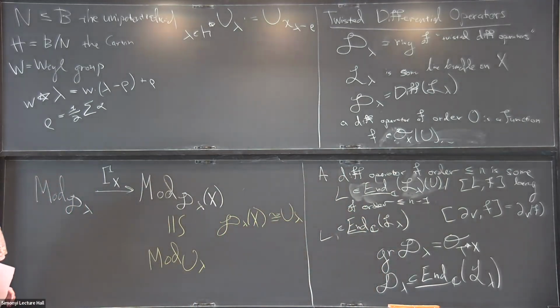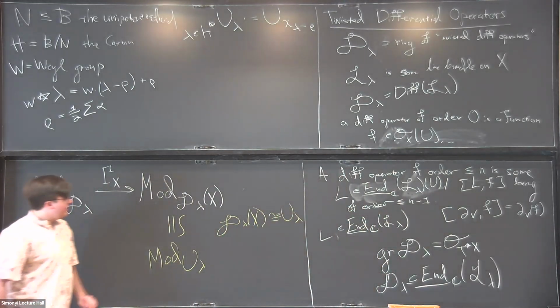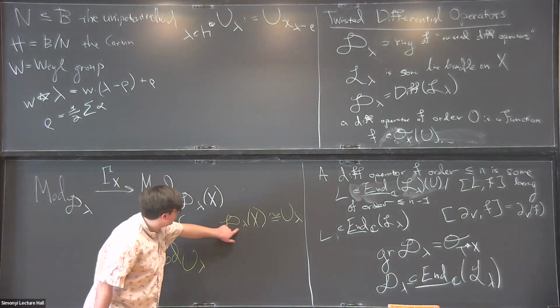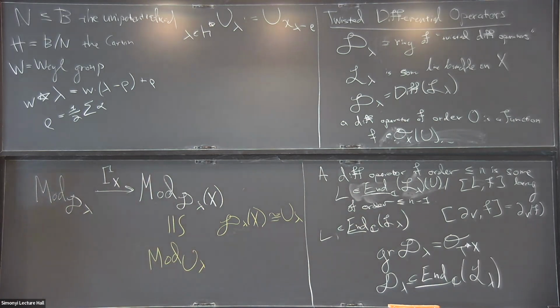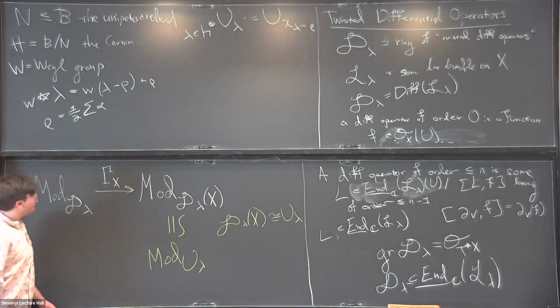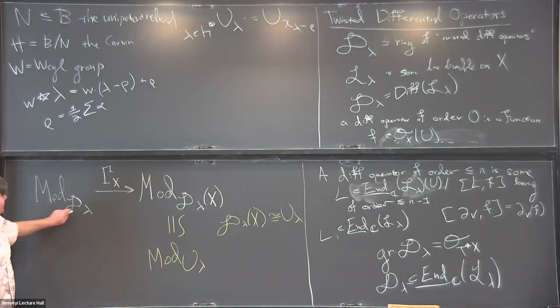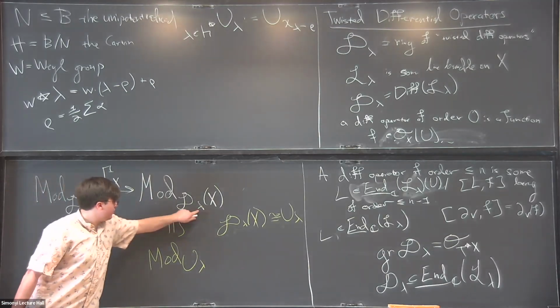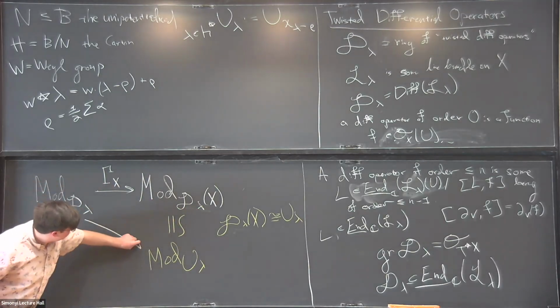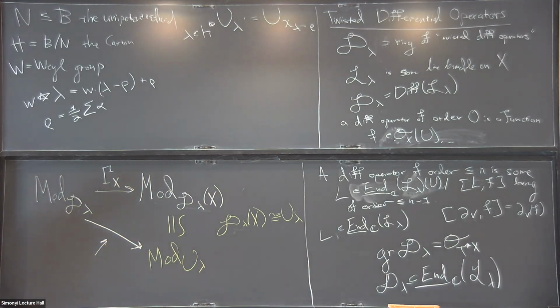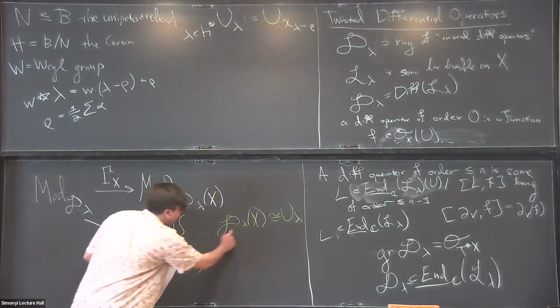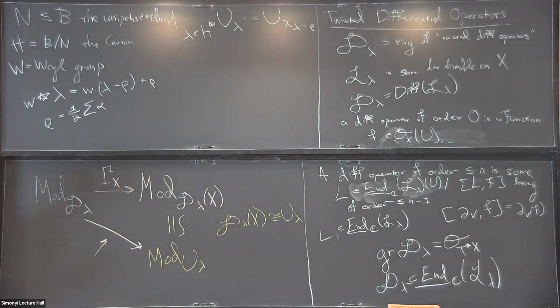So the first observation of Beilinson-Bernstein localization is that global sections of the sheaf of twisted differential operators are the same thing as this ring U lambda. A priori, we just have this global sections functor that takes a D module to a module over this ring, but Beilinson-Bernstein localization is really about this functor. And so the first step is the observation that these two rings are isomorphic.